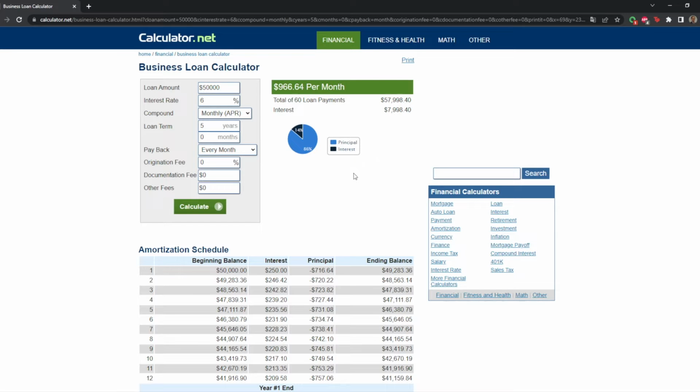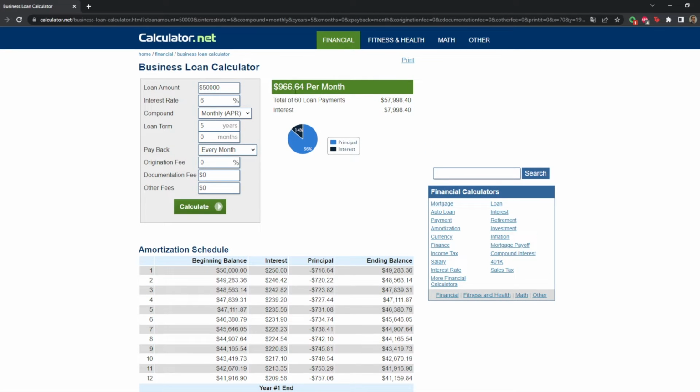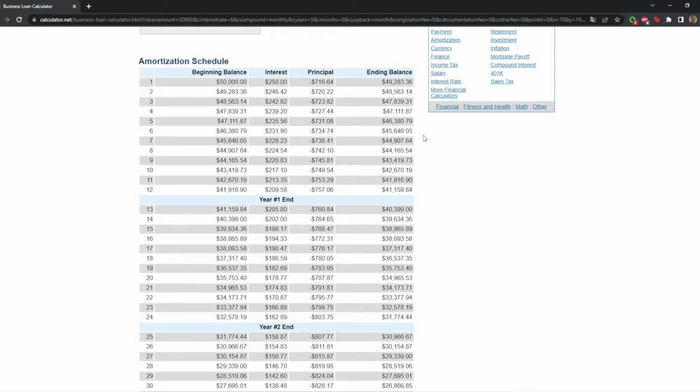As we go, you can click the calculate button and it'll come up for you. You can see that your monthly payment would be $966.64. 60 loan payments, that's 12 payments a year for 5 years. That's how we get the number of payments that there will be. And then you can see the interest that you will be paying throughout the loan. So you have your principal amount, which was $50,000, plus the $7,998.40, and that gives you your $57,998.40.